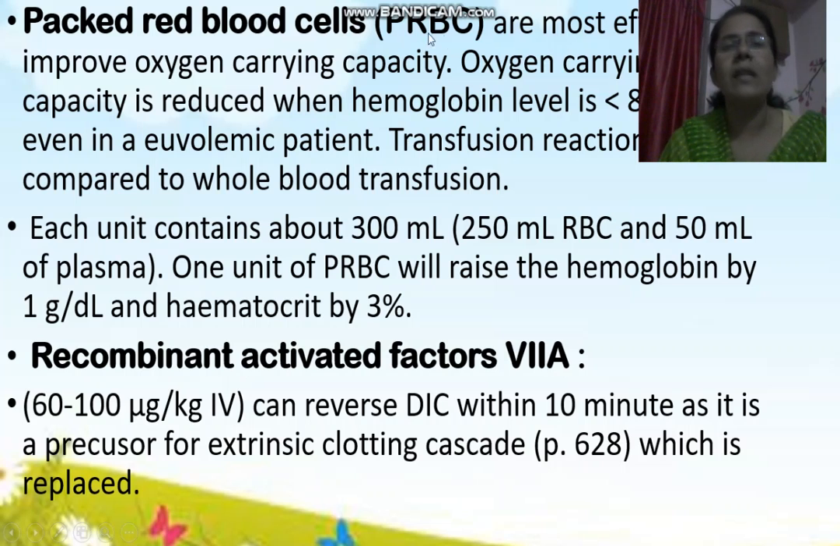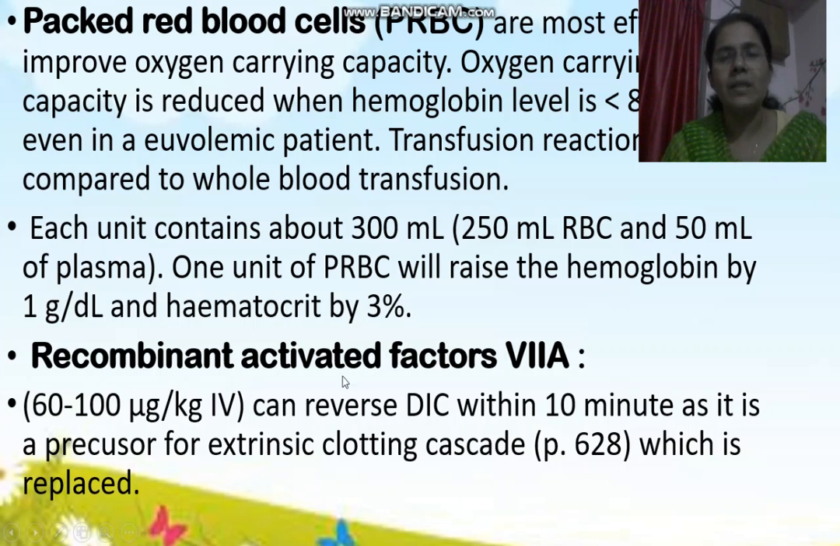Next, packed red cells, that is PRBC, are most effective to improve the oxygen carrying capacity. So oxygen carrying capacity is reduced when the hemoglobin level is less than 8 gram per deciliter. We already know the oxygen is carried by the hemoglobin. So even in the euvolemic patient, transfusion reactions are less compared to whole blood transfusion. Each unit contains about 300 ml. 1 unit of PRBC will raise the hemoglobin level by 1 gram per deciliter and hematocrit by 3%.